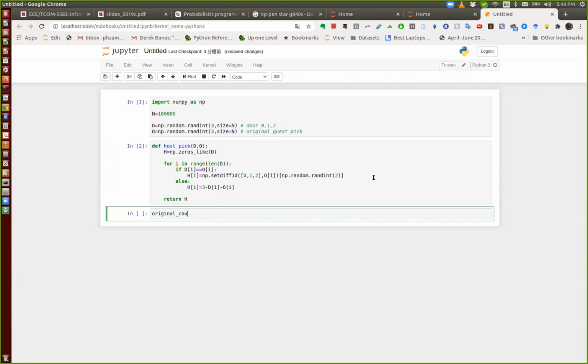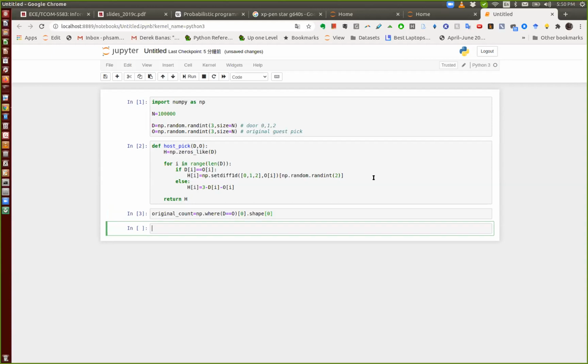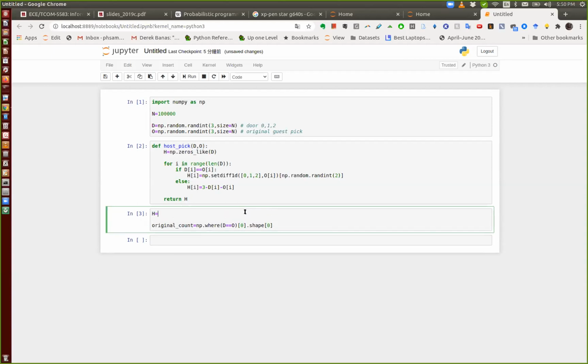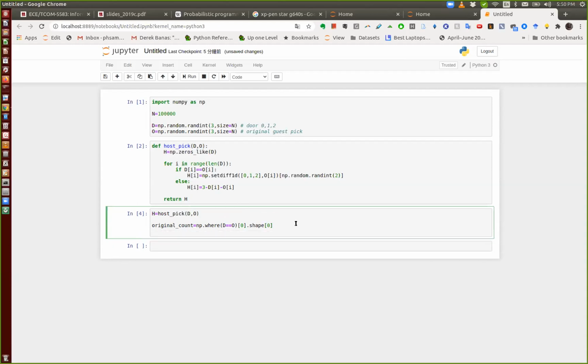Let's say I call it original count. It's basically the count of taking the original door and getting the right door. That would be just counting everywhere D is equal to O, right? And actually I need to put a 0 here, because when I use D equal to O, it actually gives me a tuple instead of the value. So I need to pick the first one to get the array here, and then I also get how many numbers there are, the shape. And actually I didn't define the holes yet, I just created a function. I should have holes equal to the holes pick function here. Sorry, I'm a little bit over time, but I'm quickly finishing that.